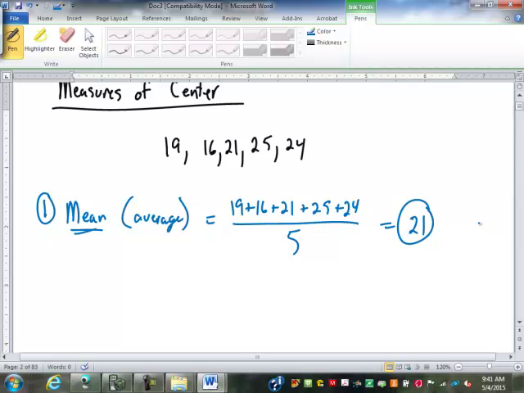Now when you're punching these in your calculator, by the way, as you're adding up, when you add 24, before you divide, make sure you hit equals first and then divide it by 5. Otherwise, it'll screw it up. It'll just divide the last number by 5 and add it to the rest of the list.